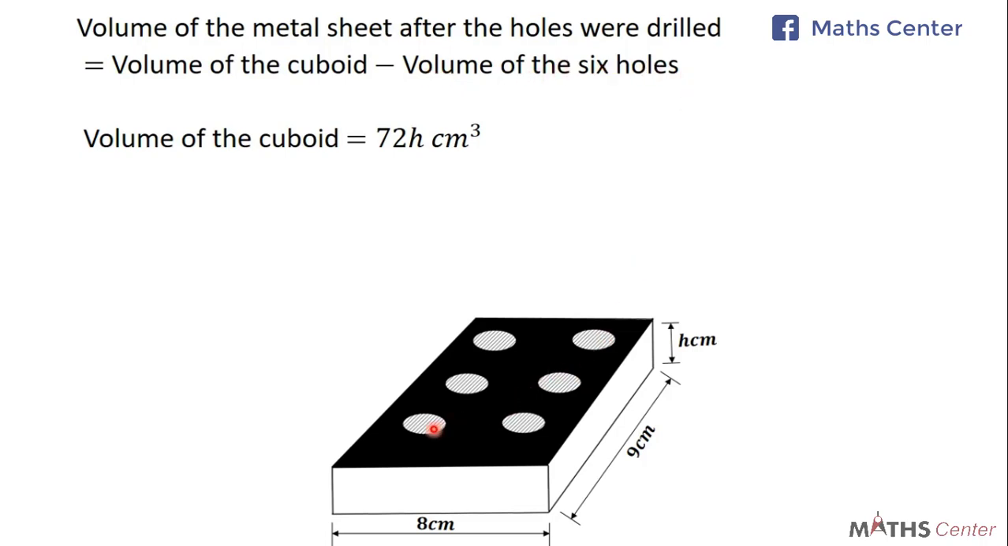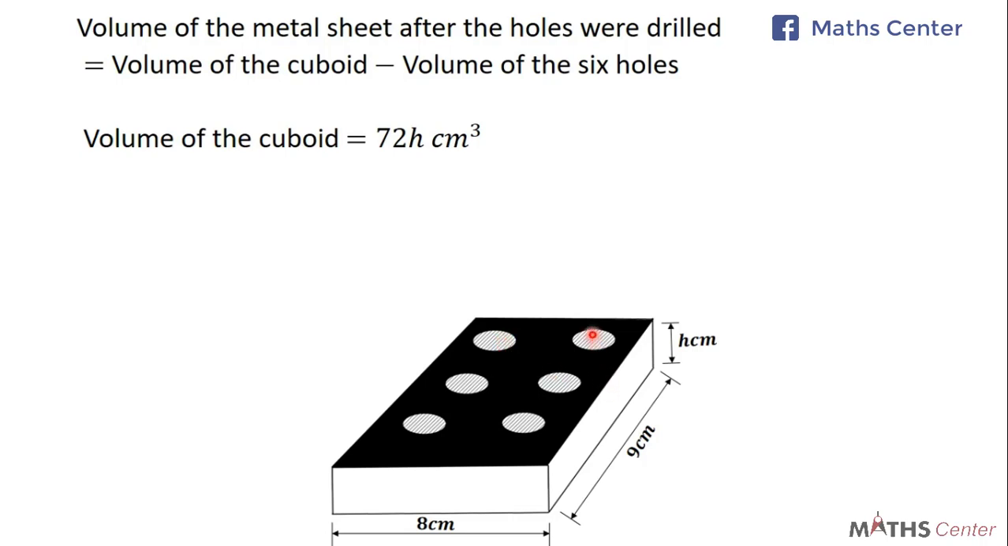Okay, so now we need to find the volume of the 6 holes. If you drill a circular hole into a sheet like this, the holes will be in the shape of a cylinder. So it means that the shape of these circular holes are cylinders, and all the holes are in the shape of cylinders. So the volume of these holes will be volume of cylinders. And since they all have radius of x, they are all going to have the same volume.